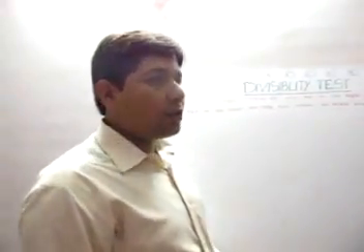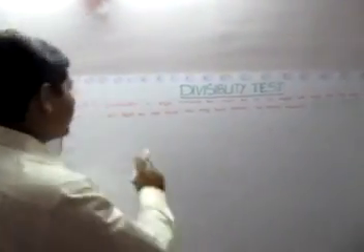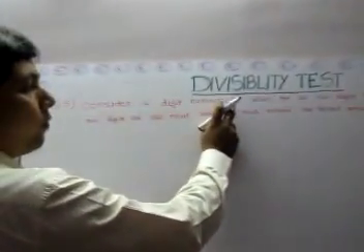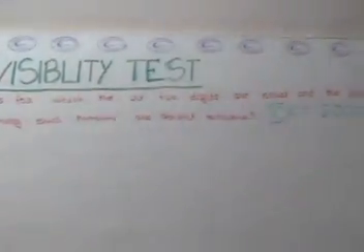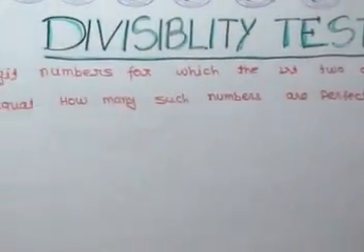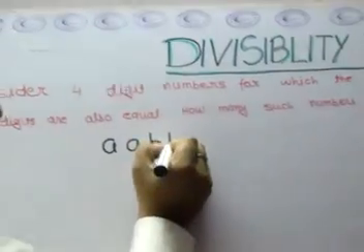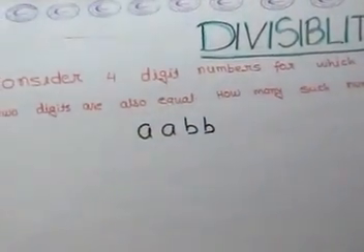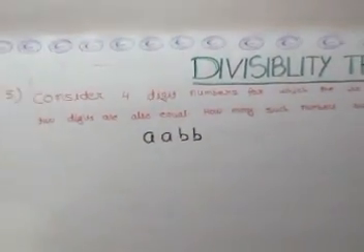Okay, the next question is one that was asked in CAT 2007. The question is, consider 4-digit numbers for which the first 2 digits are equal and the last 2 digits are also equal. How many such numbers are perfect squares? So the question says a 4-digit number is in the form of AABB. First 2 digits are equal and last 2 digits are equal. So how many of these numbers are perfect squares?